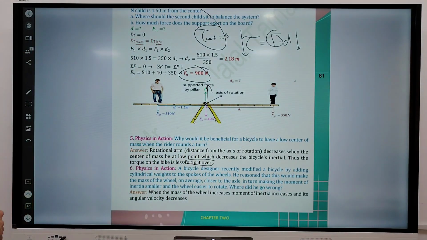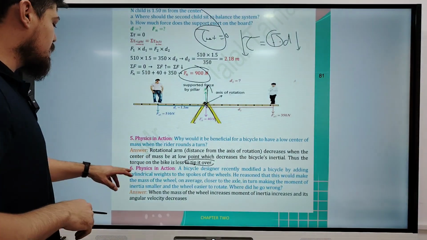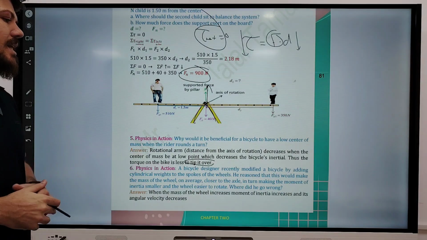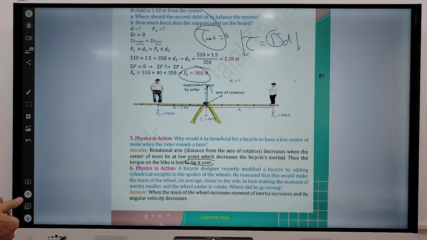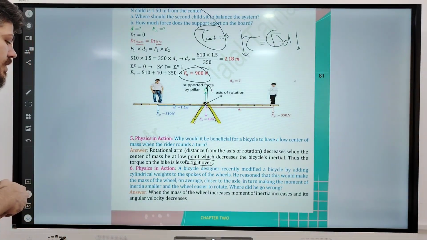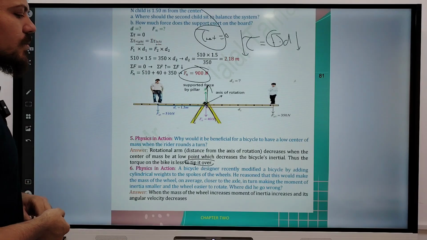Okay? A bicycle designer recently modified a bicycle by adding cylindrical weights to the spokes of the wheels. He reasoned that this would make the mass of the wheel on average closer to the axle or the axis of rotation, in turn making the moment of inertia smaller and the wheel easier to rotate. Where did he go wrong?